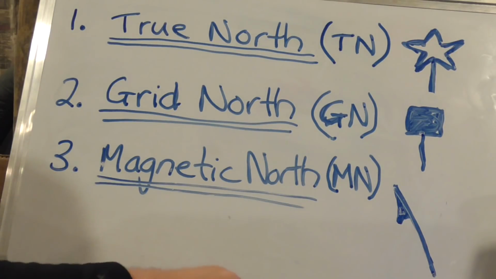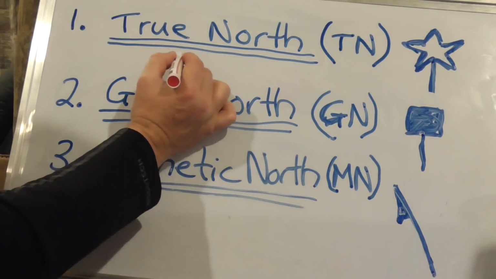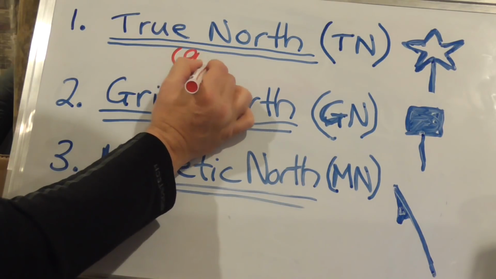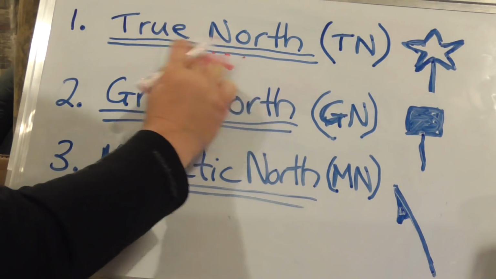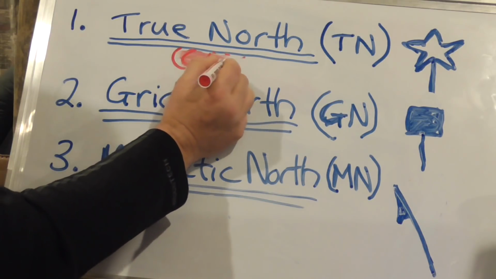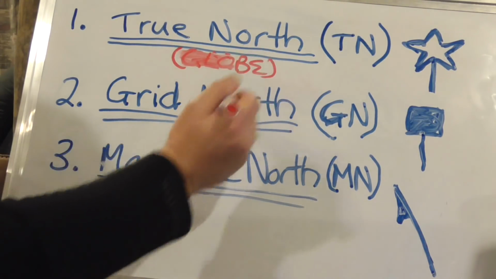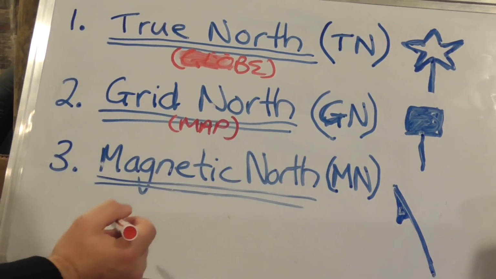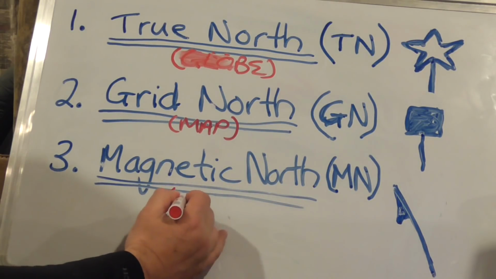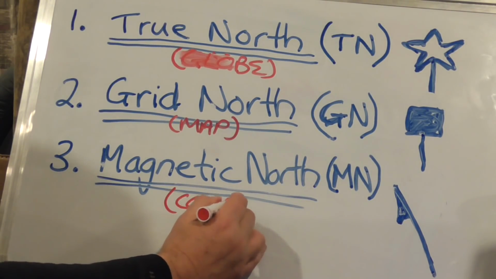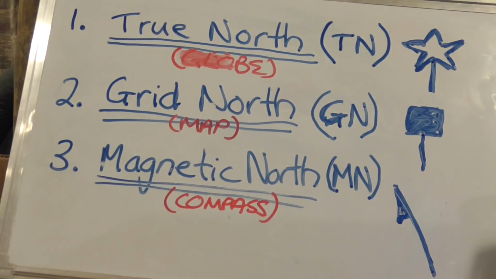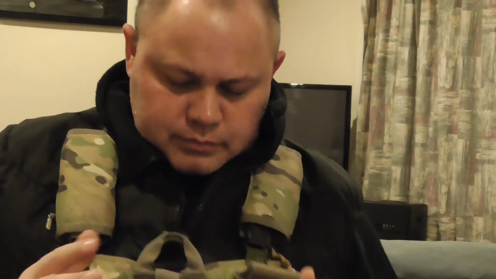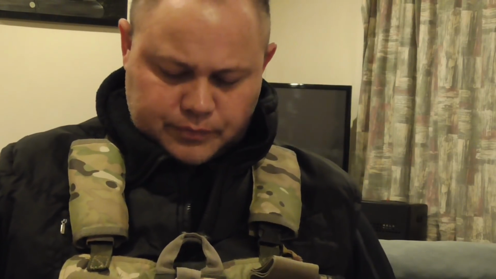So what I'm going to do in red: true north is to do with the planet, or let's just say the globe. Grid north is to do with the map or maps. And magnetic north is to do with compasses. So magnetic north is to do with compasses.